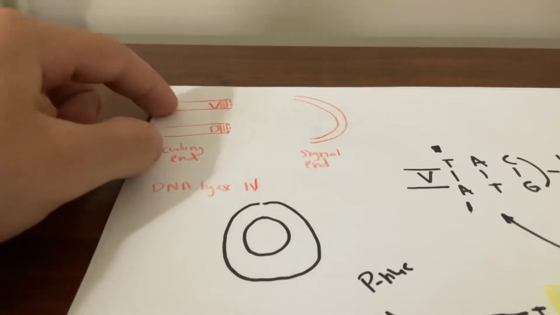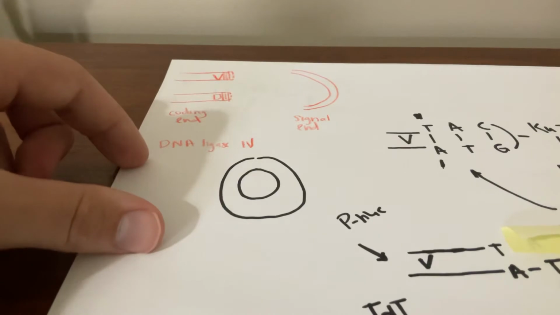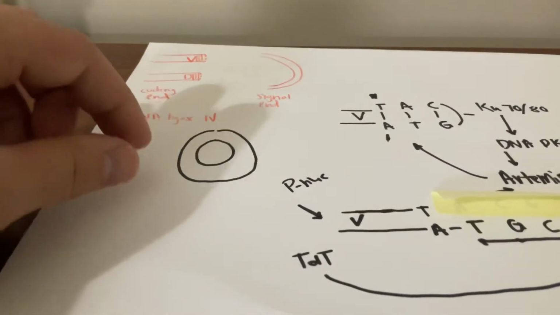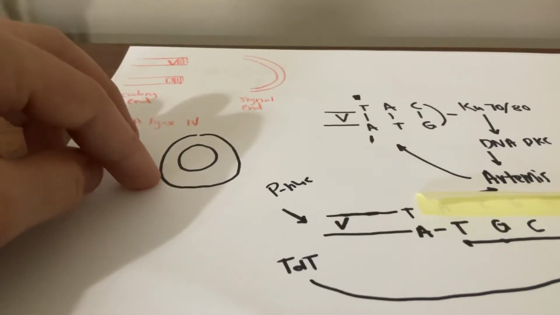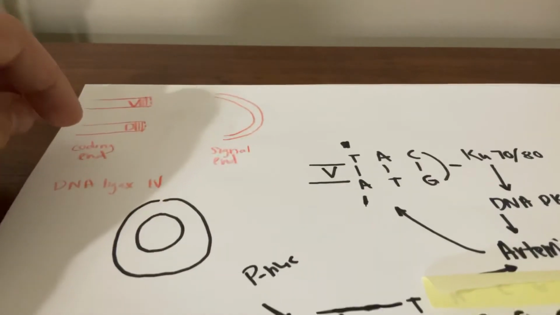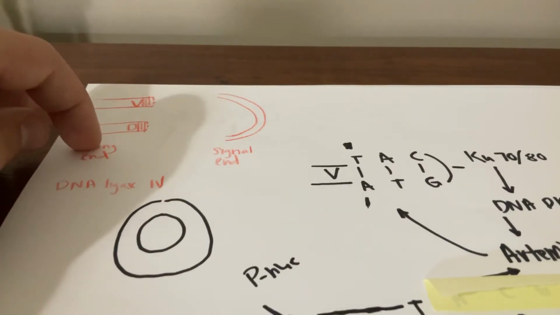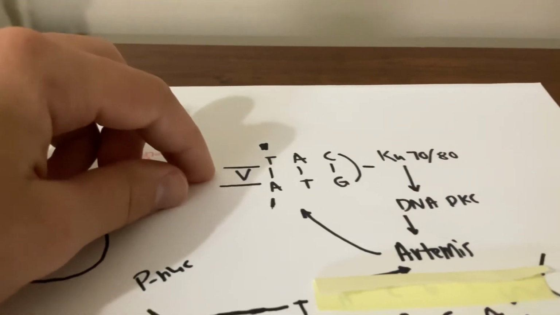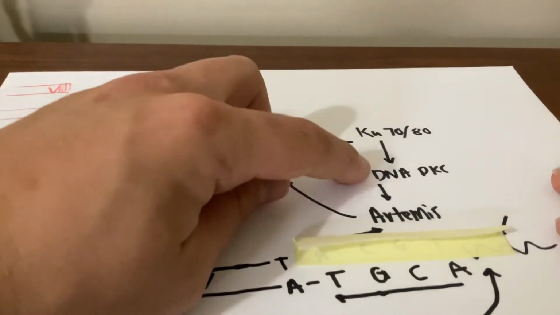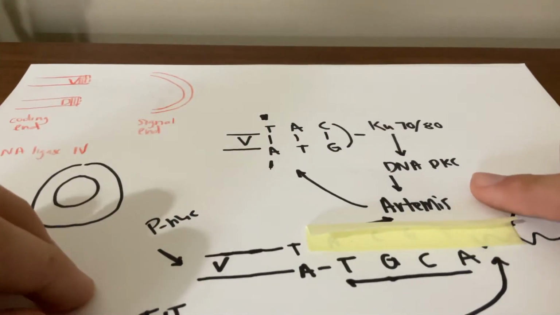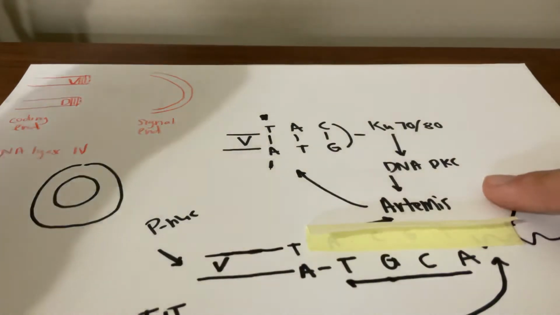The coding end is what we're worried about. The signal end is ligated with DNA ligase 4 to create an episome right here. The coding end is a hairpin right here. That hairpin is going to recruit Ku70/80, which recruits DNA-PKcs, which recruits Artemis. Artemis is what creates most of our diversity.